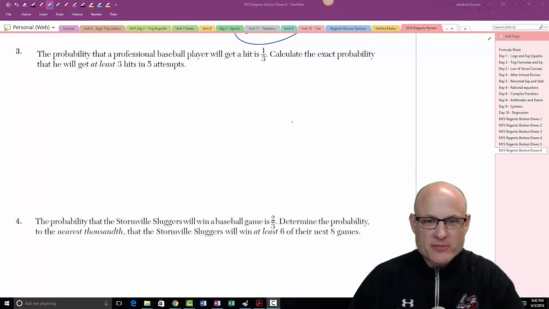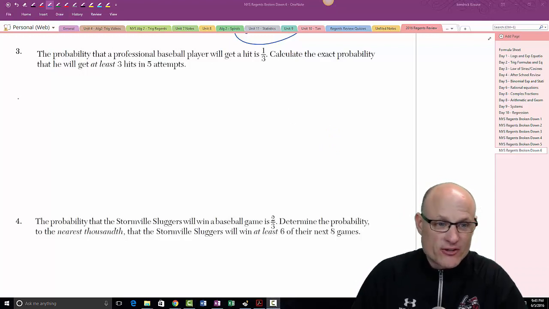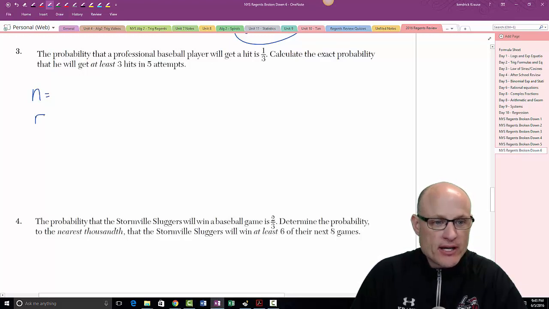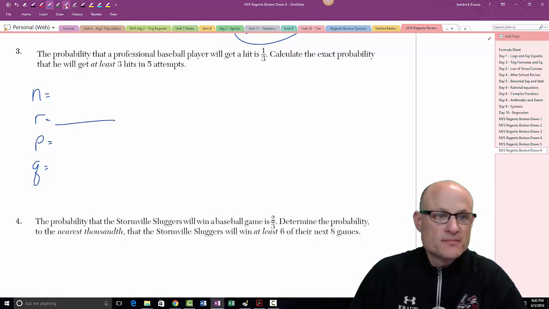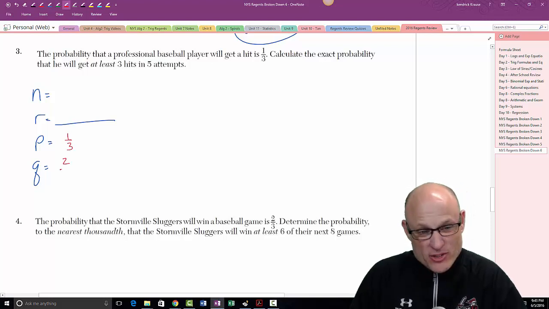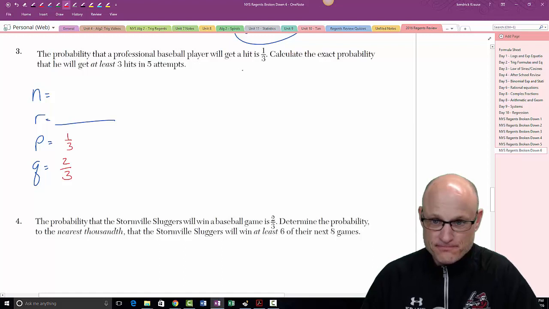The probability a professional baseball player gets a hit is 1/3. Oh, don't get me started on baseball, by the way. I'm a soccer fan. We've got N, R, P, and Q. We're in the 4th section, so I'm expecting multiple values for my R. So let's change the letters up. Probability of getting a hit is 1/3. That means the probability of not getting a hit would be 2/3.